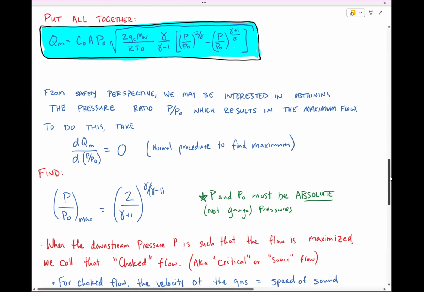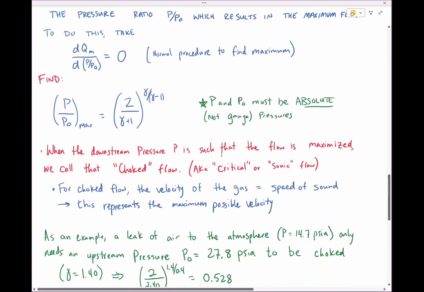The terminology that you'll see in the textbook and that you'll hear is choked flow, or critical flow, or sonic flow. This means, again, that the gas is flowing at the speed of sound, and this is the maximum possible velocity that it can be at.